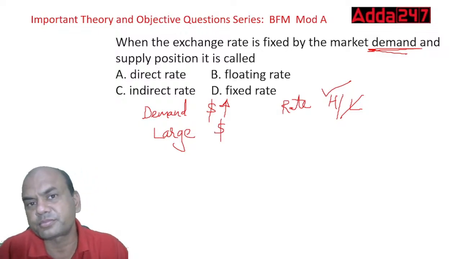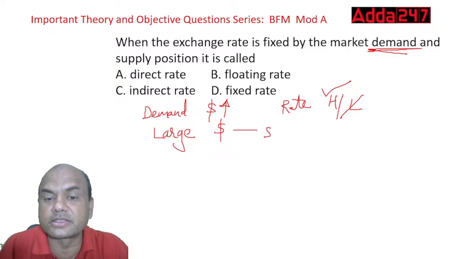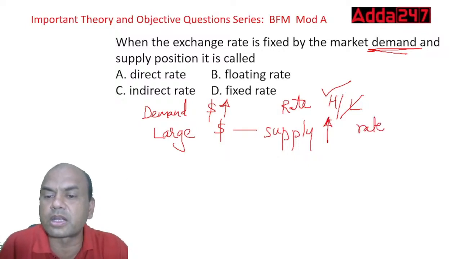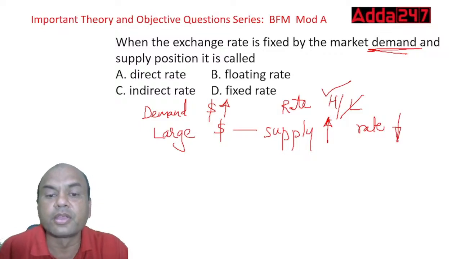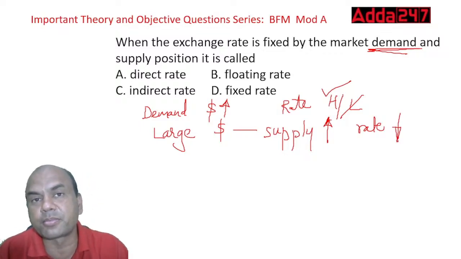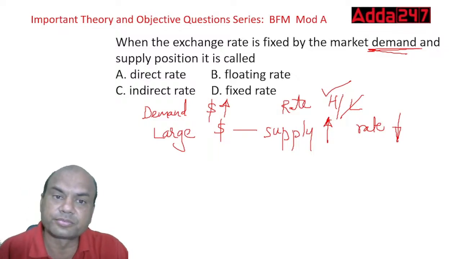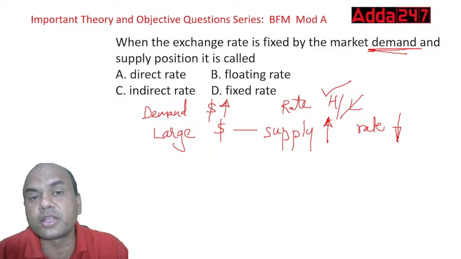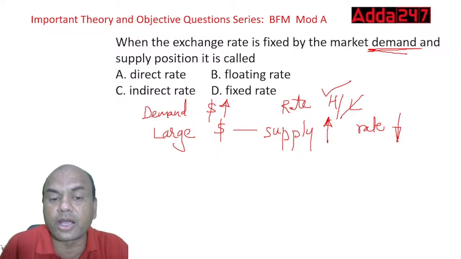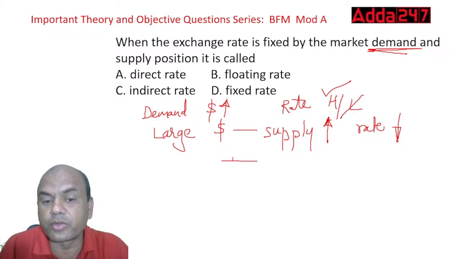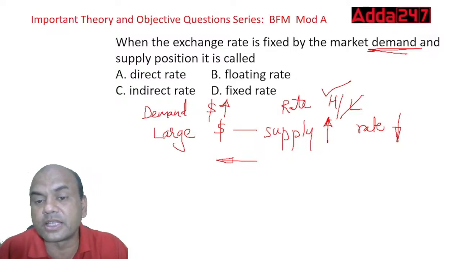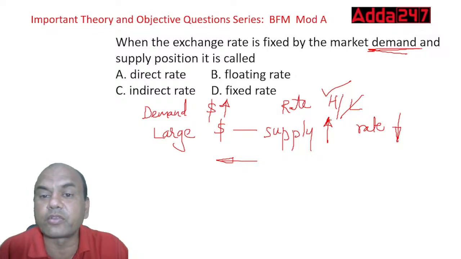Then what will happen? In that case, the supply will increase. If supply goes up, then what happens? The rate goes down. So the dollar rate will go down. So when large dollars come in, the supply of dollar goes up, and the rate goes down. And vice versa. If all the investors are moving out of the country, so dollars are moving out, then there is less supply of dollars in this country. Then the rate will go up.